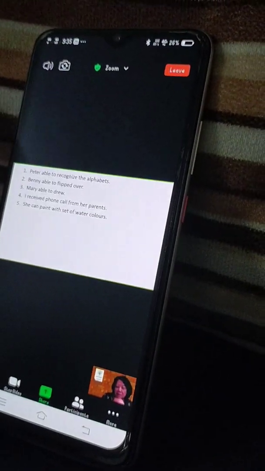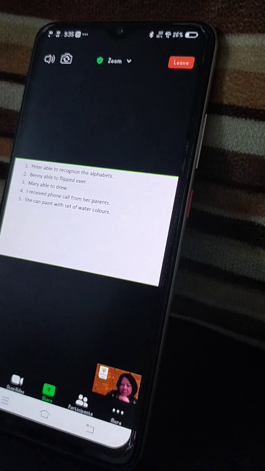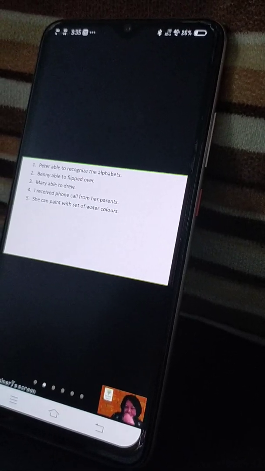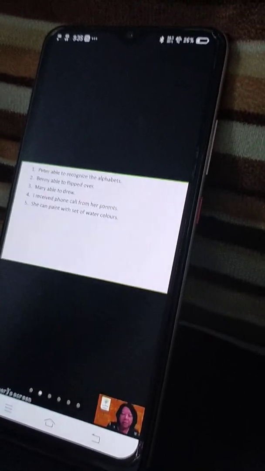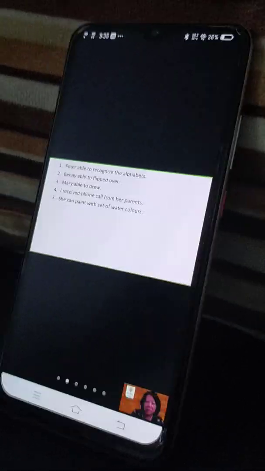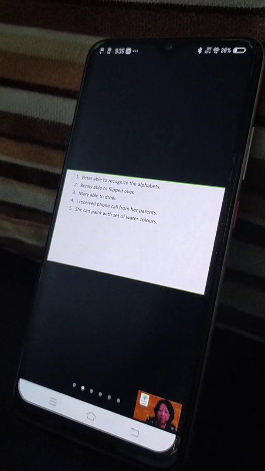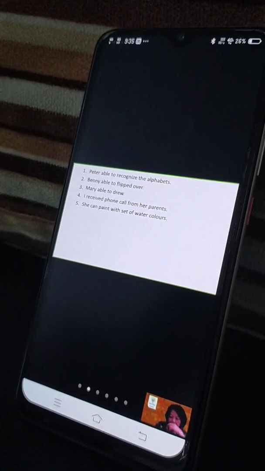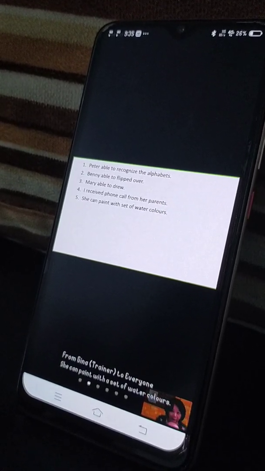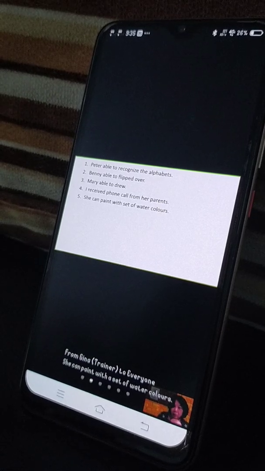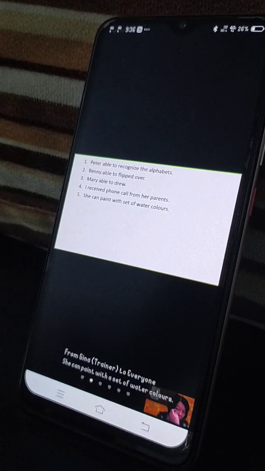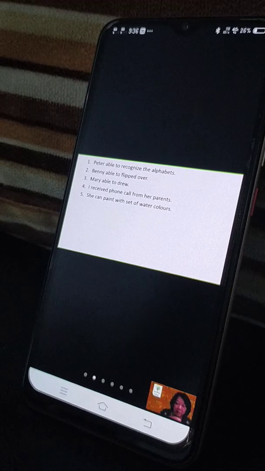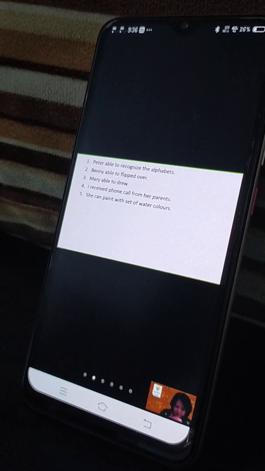Watercolors. A set of. Yes, she can paint with a set of watercolors. Again, the quantifier. And although watercolors could be many colors, we're talking about a set, yeah? One set.